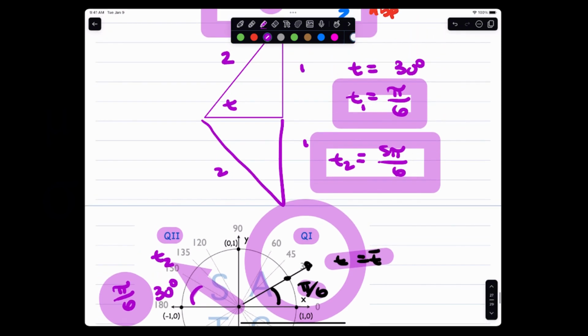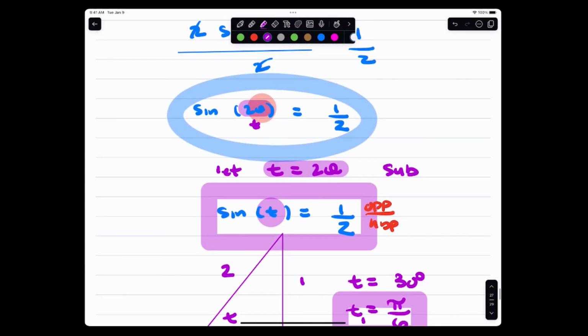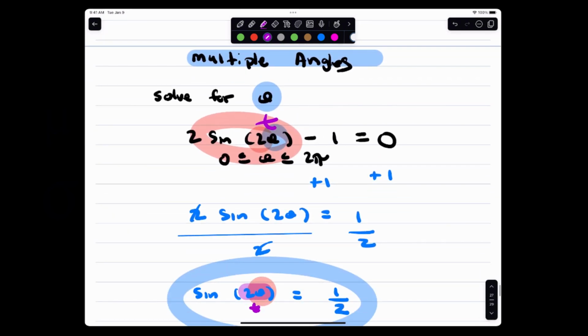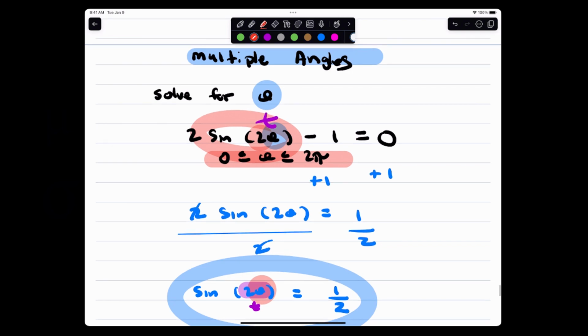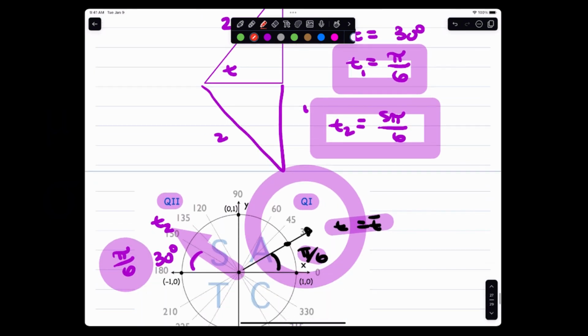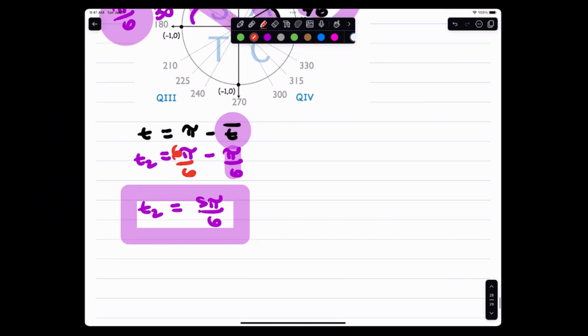Now, but here's the problem here, ladies and gentlemen. They had sine 2 theta, and they restricted the domain to be 0 to 2 pi. So here's going to be our question now, right? Let's recall, your domain here is for theta. Theta is 0 to 2 pi. T is double theta.